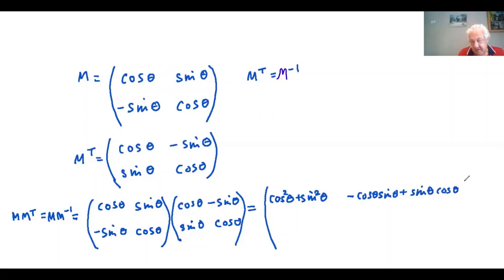Now I do minus sine theta cos theta, minus sine theta cos theta, right. Minus sine theta cos theta plus cos theta sine theta. Then the last one is minus minus sine squared theta plus cos squared theta.